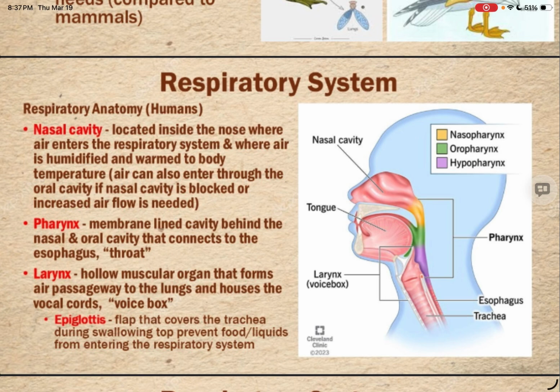Your pharynx is the membrane-lined cavity behind the nasal and oral cavities that connects to the esophagus or throat. The larynx is the hollow muscular organ that forms the air passageway to the lungs and houses the vocal cords, or vocal box, or voice box. The epiglottis is the flap that covers the trachea during swallowing to prevent food or liquids from entering the respiratory system. However, it doesn't always work. So sometimes if something goes down the wrong tube, it's because your epiglottis failed to do its job, and then you have to cough it up.